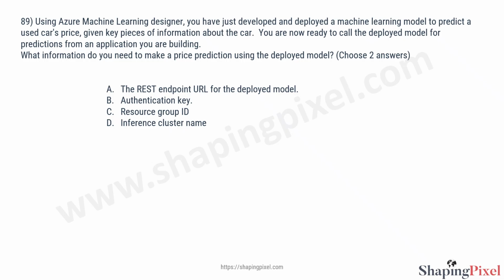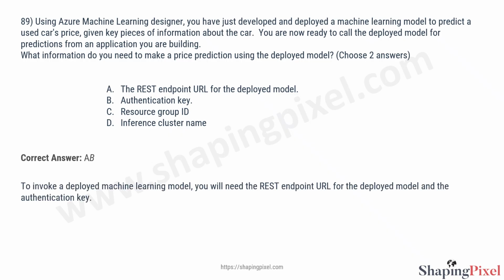And we have the following four options. Option A, the REST endpoint URL for the deployed model. Option B, authentication key. Option C, resource group ID. And option D, inference cluster name. So the right answer here is option A and option B. To invoke a deployed machine learning model, you will need the REST endpoint URL for the deployed model and the authentication key.